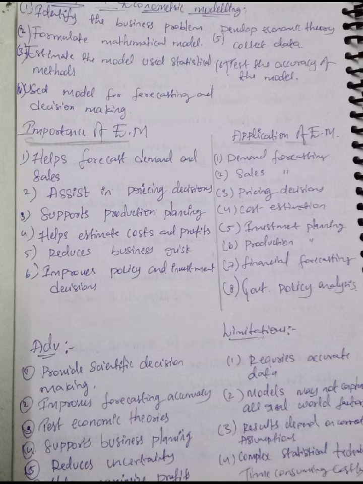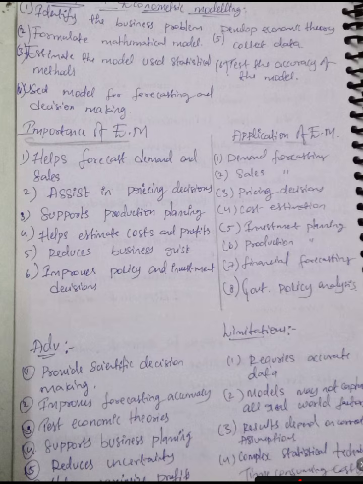So these are the steps. What is the first one? Identify the business problem. Okay, developed in economic theory. And the second one is formulate the mathematical model, and the third one is estimate the model using statistical methods, and the fourth one is use the model for forecasting and decision making, and the sixth one is test the accuracy of the model.